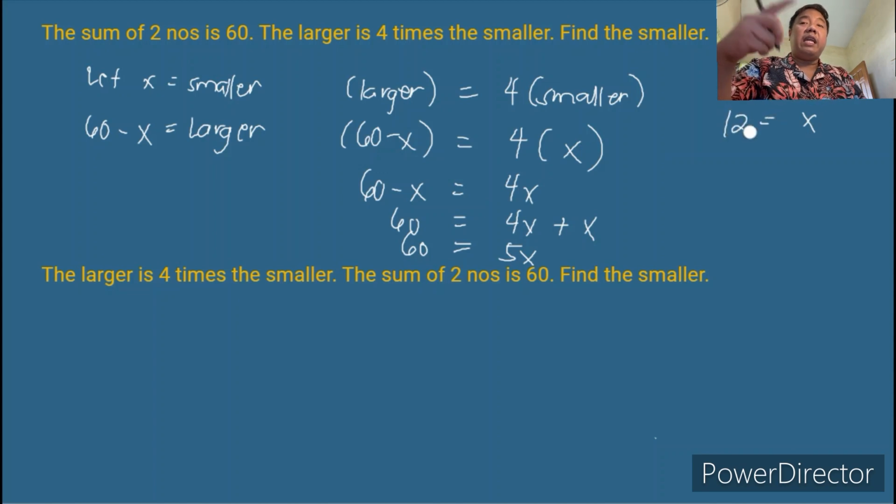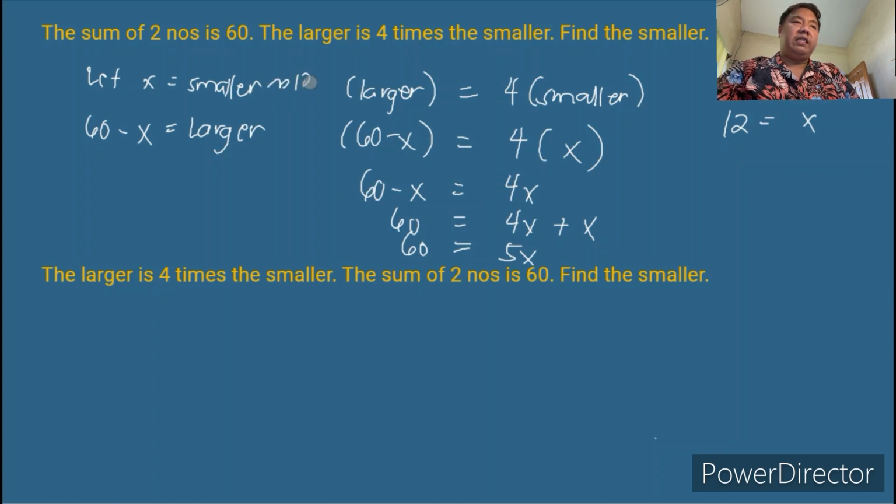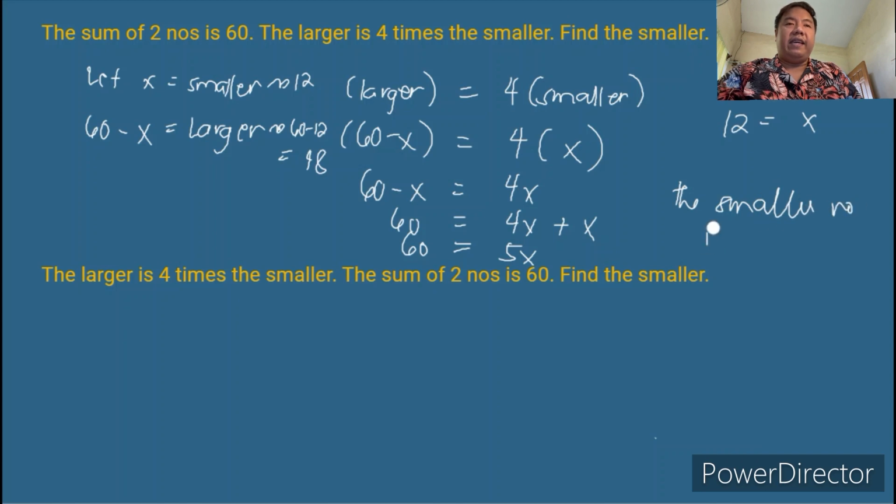Substitute natin dun sa nirepresent. The smaller is x, therefore that is 12. But the larger is 60 minus x, so 60 minus 12 will give us an answer of 48. Very good. But the third sentence tells us to get the smaller number. So our final answer should be the smaller number is 12. Yan ang final answer natin.